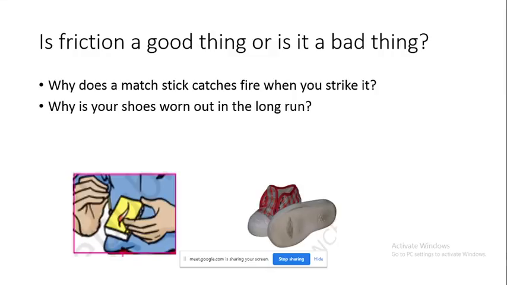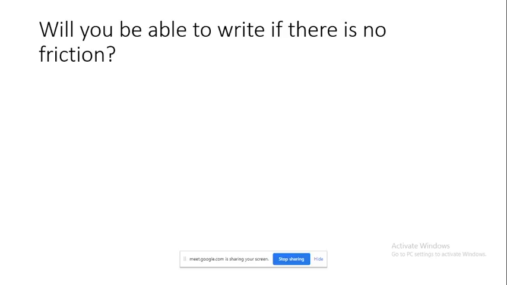But sometimes we'll fall down that way. Okay, sometimes you fall down. So you are saying that sticking is a bad thing. Okay, yesterday we also discussed something else: friction. When you are writing, will you be able to write if there is no friction? No, ma'am. So if there is no friction, you won't be able to write. All are agreeing to that? Yes, ma'am. So now tell me, Charan, do you think friction is a bad thing?